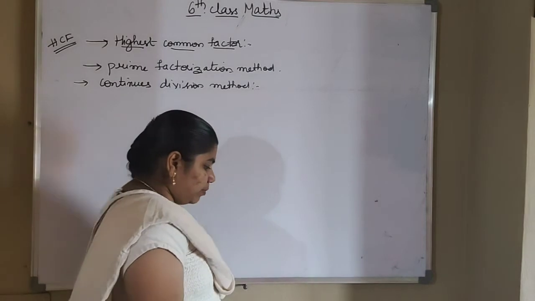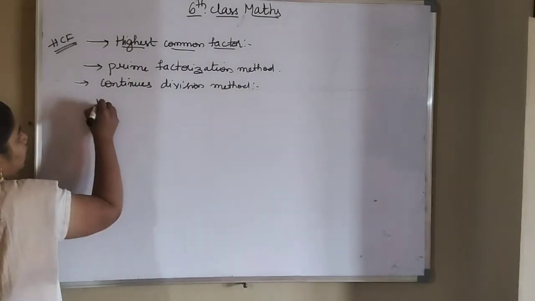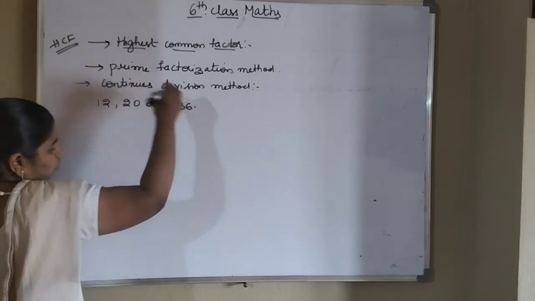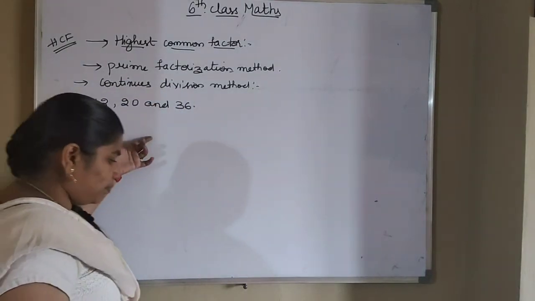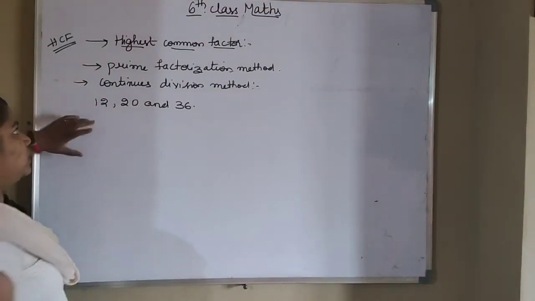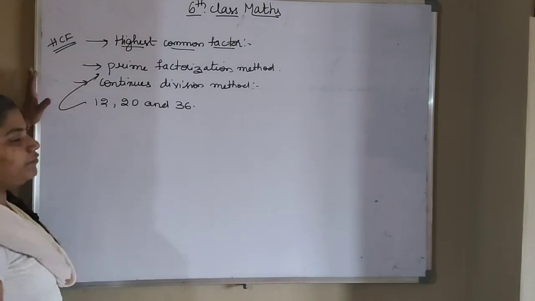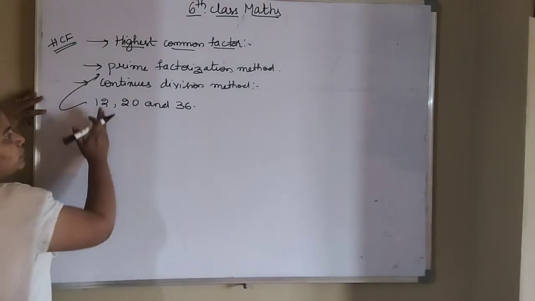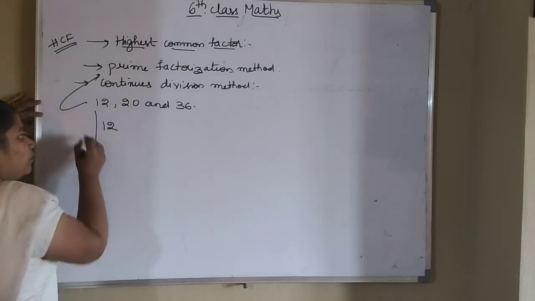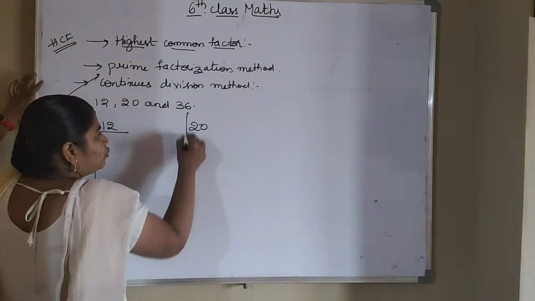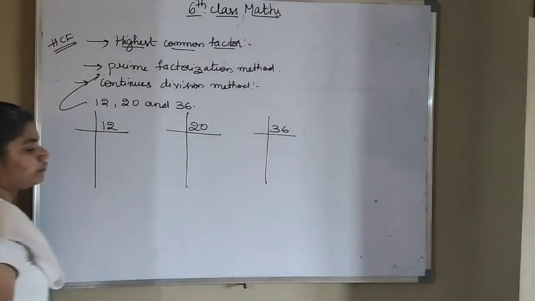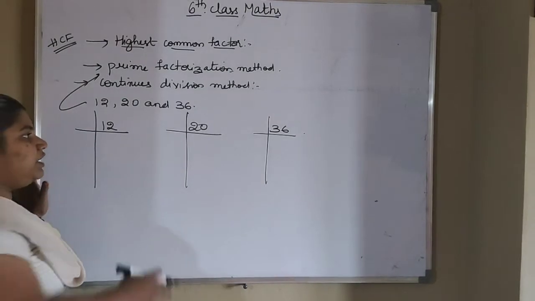I am taking the numbers 12, 20 and 36. For these numbers, we will see how to find the HCF value by using the prime factorization method. First we have to factorize these three numbers individually: 12, 20, 36. Like this you have to factorize the numbers individually.